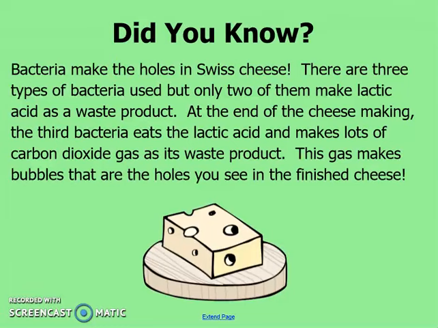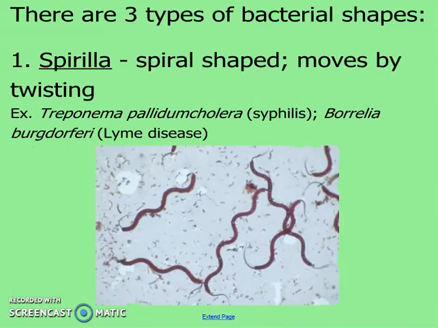So there are 3 types of bacteria, and they're again classified by shape. The first is called Spirilla. These are spiral-shaped bacteria. So they move by twisting, kind of like a corkscrew. Some examples of Spirilla bacteria and some diseases that they cause would be the one that causes syphilis and also Lyme disease.